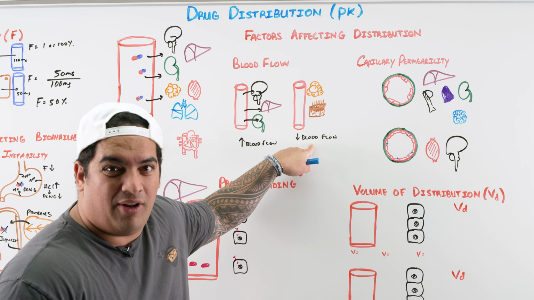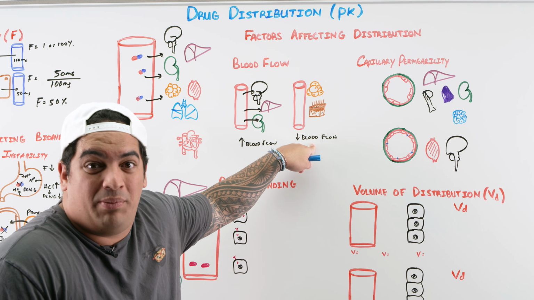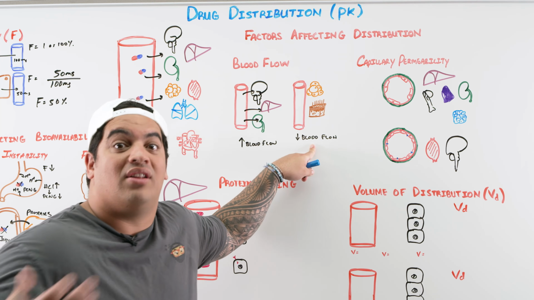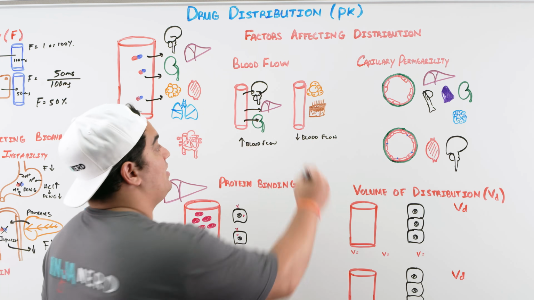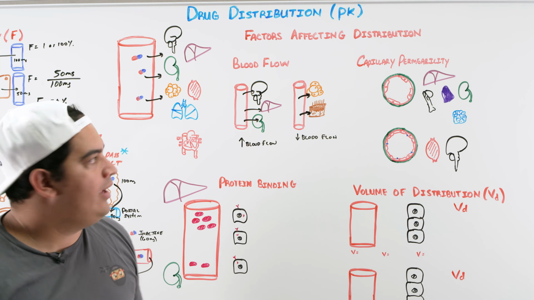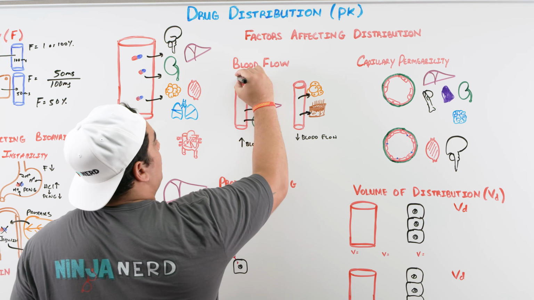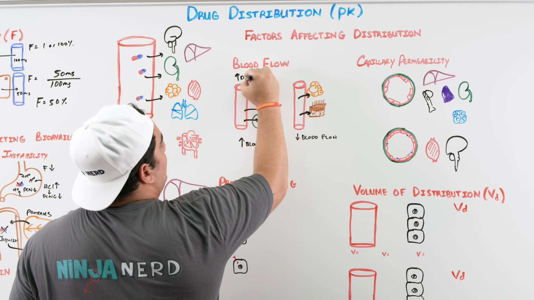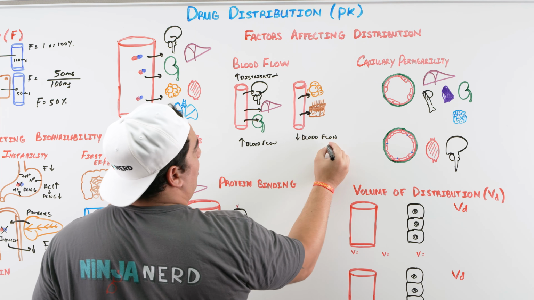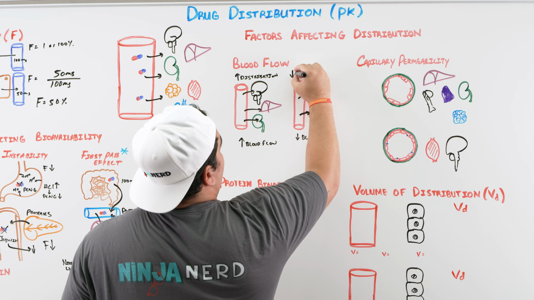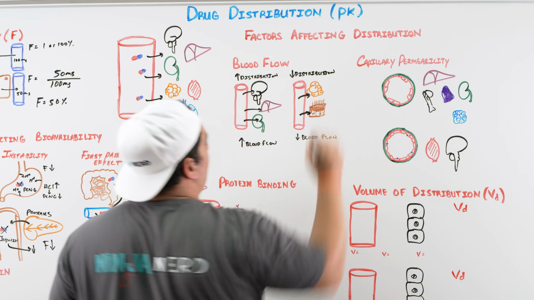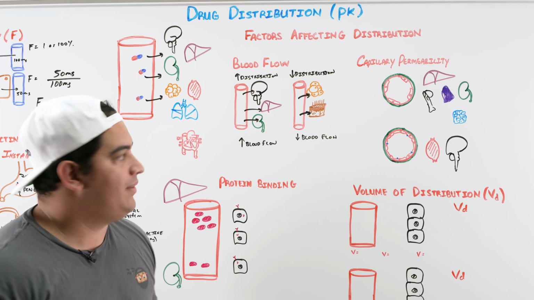If you have decreased blood flow, theoretically the distribution to that tissue will be decreased. So you're not going to be able to deliver as much drug because you don't have as much blood flow delivering that drug to the tissue. This would be things like the skin, the adipose tissue, things of that nature, okay? So when we say increased blood flow, we're talking about a theoretical increase in distribution. And whenever we say decreased blood flow to a particular tissue, there's a theoretical decrease in the distribution. But again, that's just one of many factors.